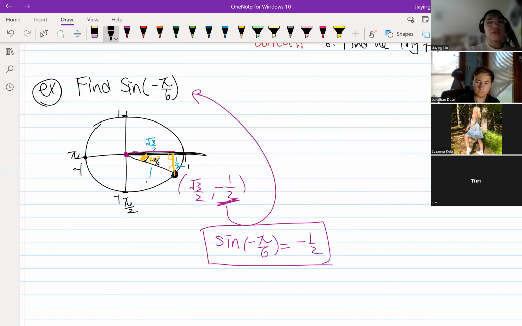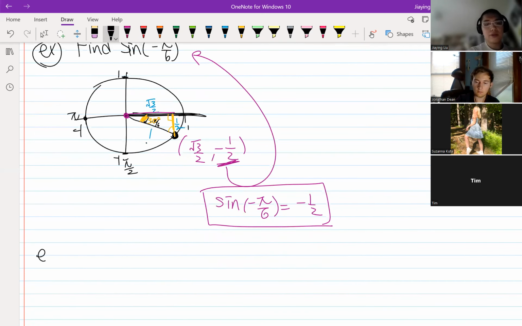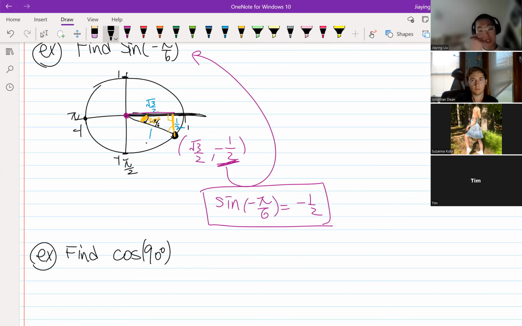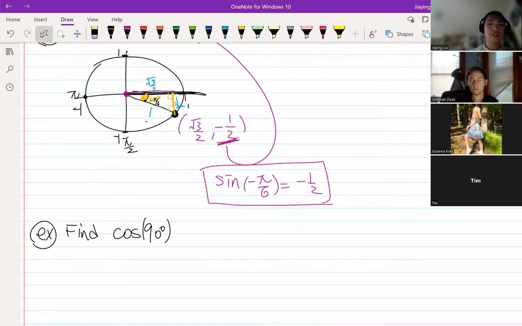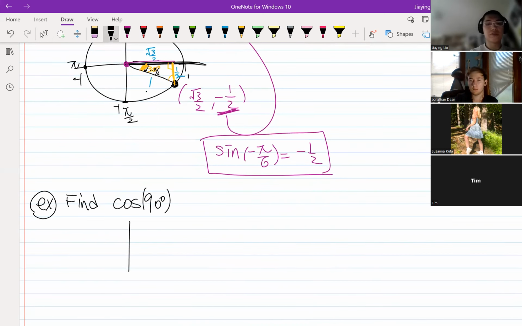All right, let me give you another example. We're going to find the cosine of 90 degrees. Suppose you don't have it memorized. In the past, let's just see, we're going to use the same unit circle to find it.